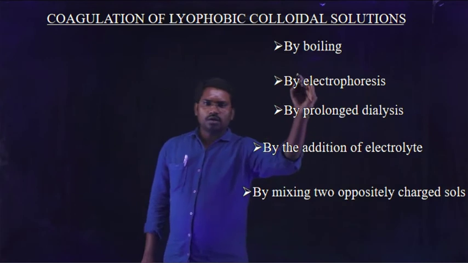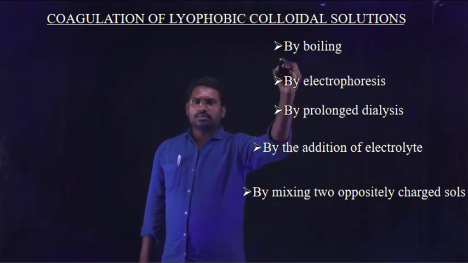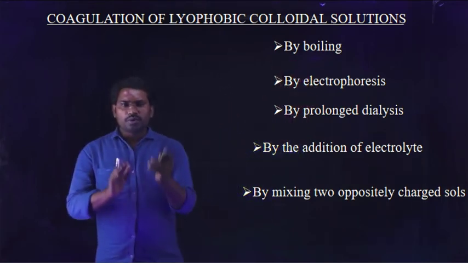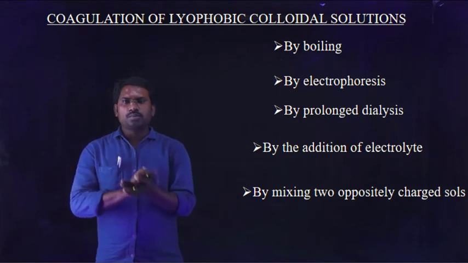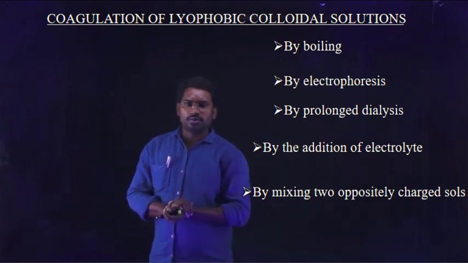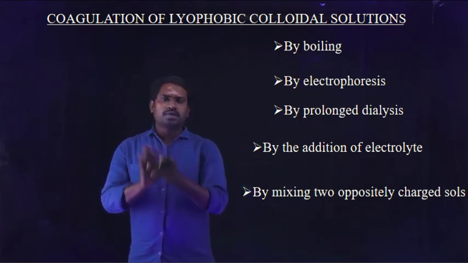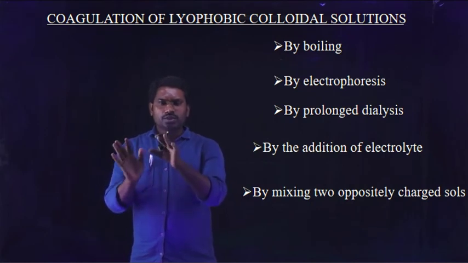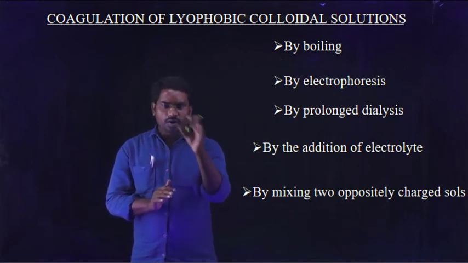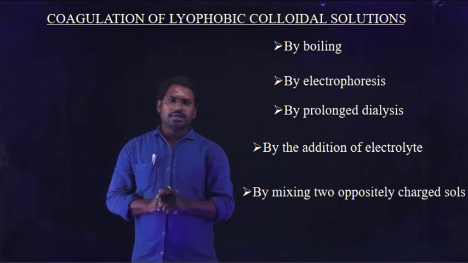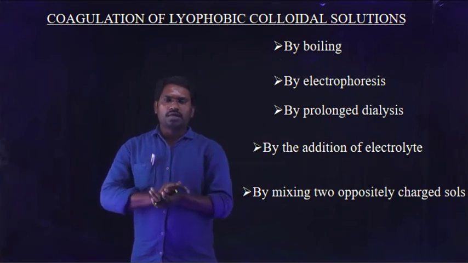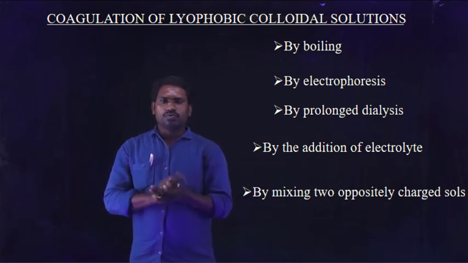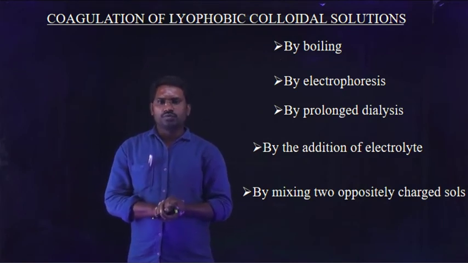The first one is by boiling. When we boil the less stable lyophobic colloidal solution, the layers present around the colloidal particles will be separated. Therefore, the colloidal particles aggregate and form a precipitate, which is known as the coagulation of lyophobic sols.